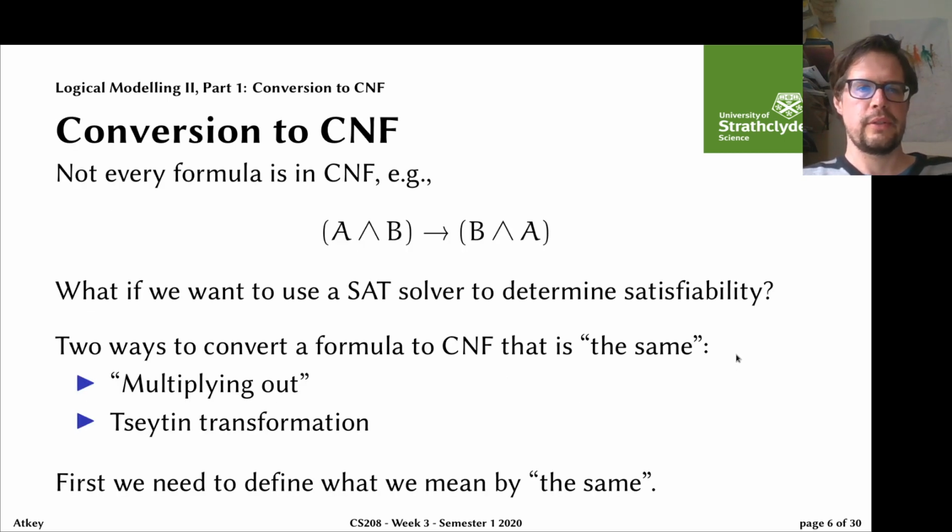But how do we convert to CNF? So not every formula is already in CNF. So for instance, A and B implies B and A. So what if we want to use a SAT solver to determine satisfiability of this formula? So there's two ways we're going to look at to convert a formula to CNF that is the same. So there's the multiplying out the brackets technique and a more sophisticated but much more efficient technique called the Tseitin transformation. But I put "the same" in quotes there, and first we need to work out what "the same" actually means.